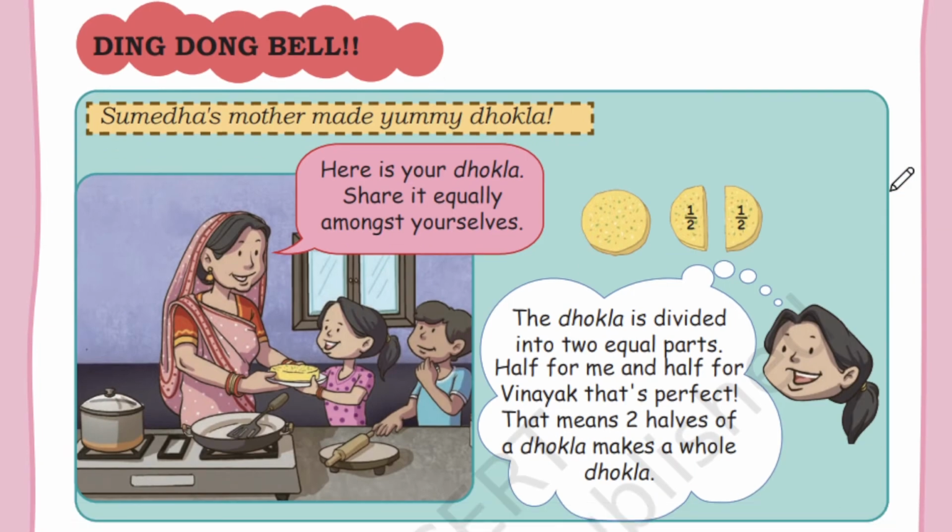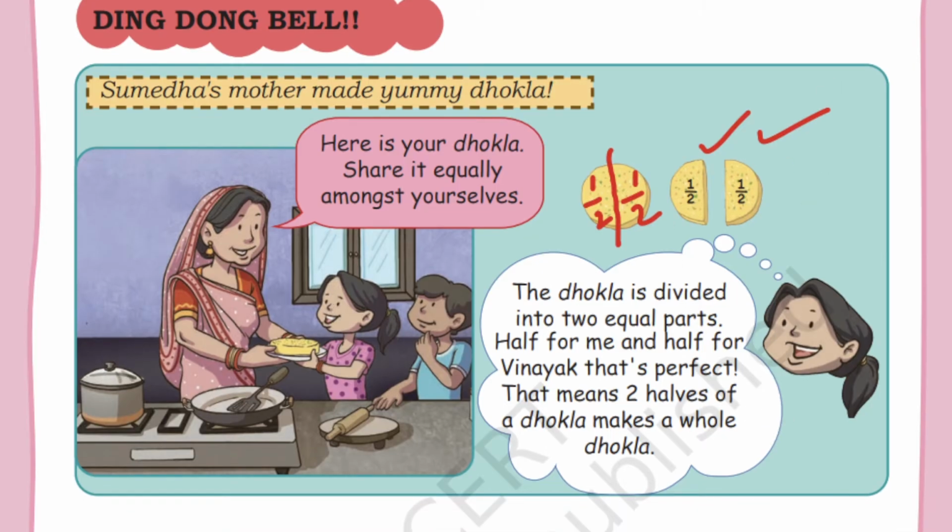Okay, next. So ding dong bell, let's see. Sumeda's mother made yummy dhokla. So here is your dhokla. Share it equally among yourselves. So she is giving a dhokla. The dhokla is divided into two equal parts. This is a whole. When it is divided into two equal parts, you will get two halves, that is 1/2, 1/2. That is what is shown here also. Half for me and half for Vinayak. That is perfect. That means two halves of a dhokla make a whole dhokla.